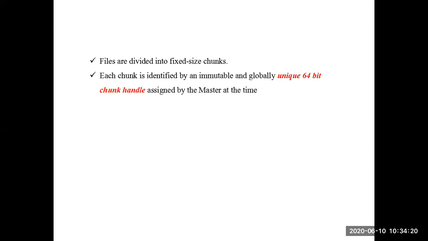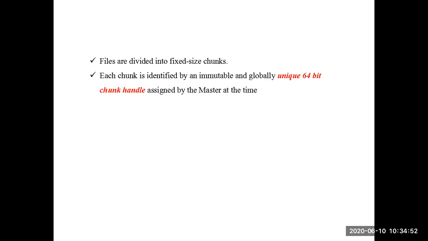Generally, files are divided into fixed size parts. Each part is called a chunk. Whenever we want to store a new file, the file will be divided into fixed size chunks, and generally the size of each chunk is 64 MB. It will divide the file into partitions of size 64 MB.